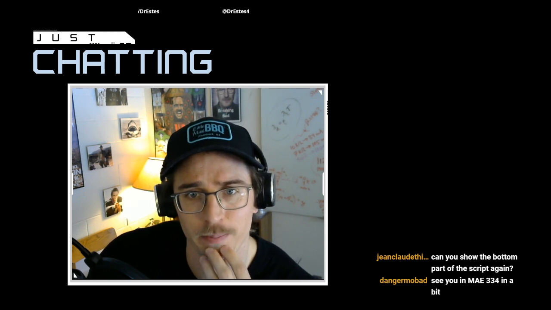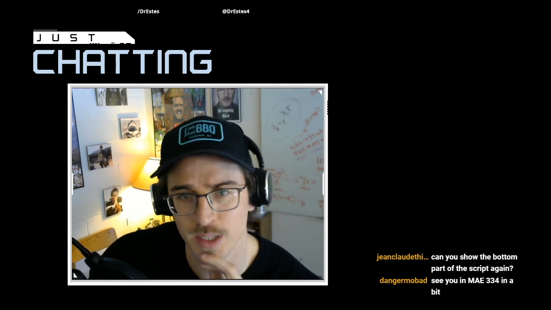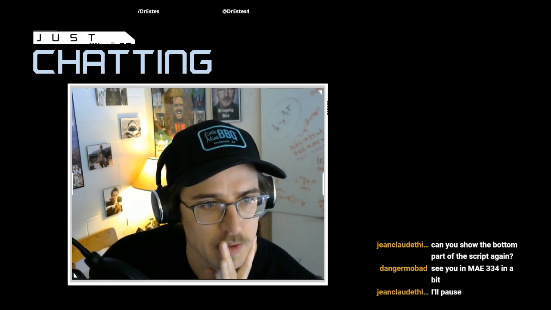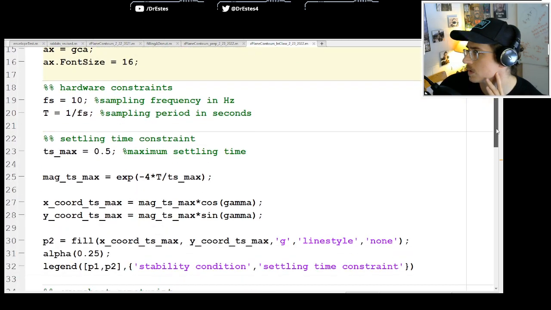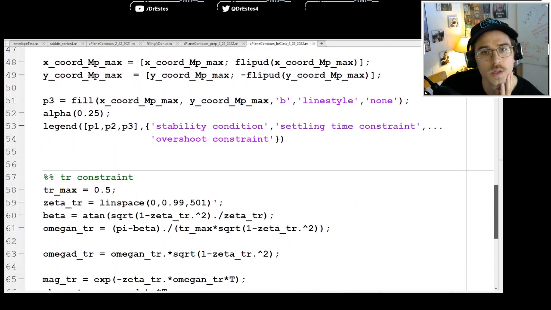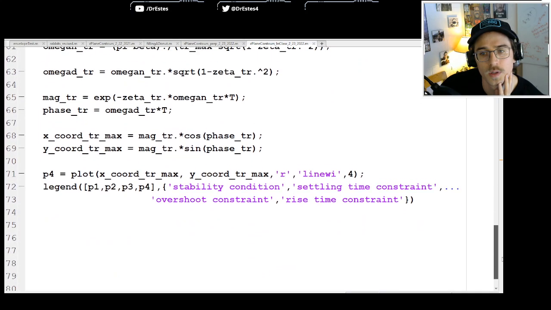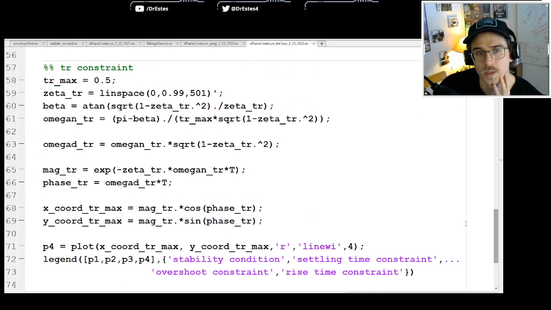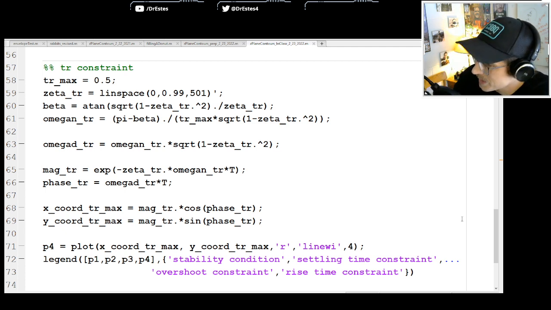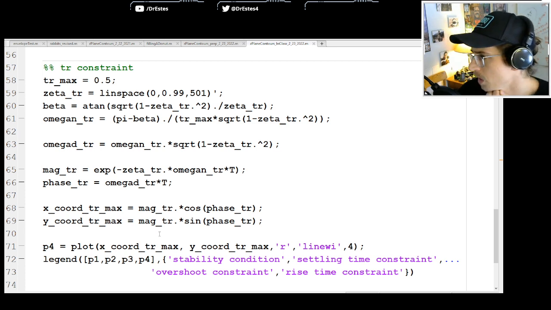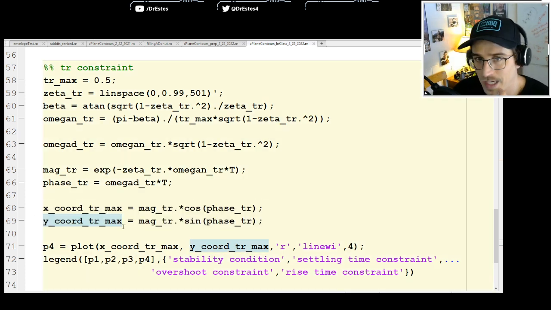I have the MAE 334 lecture after this. Can I show the bottom part of the script again? I can. Boom. That's our rise time stuff. On your own, even if you don't want to wait until next time, it's an interesting exercise to figure out how to fill in that Pac-Man shape.